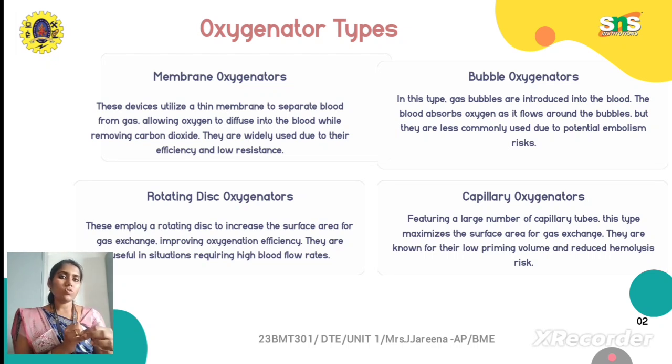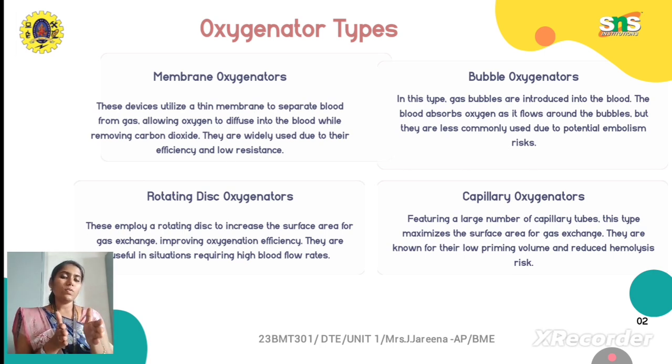The membrane oxygenator is a device that contains a thin membrane. This membrane separates the blood and gas. The gas, which is nothing but oxygen-rich gas, and the blood flow on either side, and the two are separated by the thin membrane. This thin membrane acts as a semi-permeable membrane, so it enables the gas exchange process.